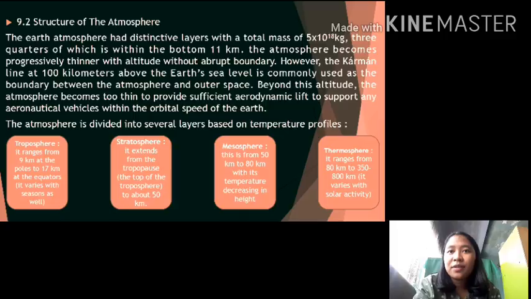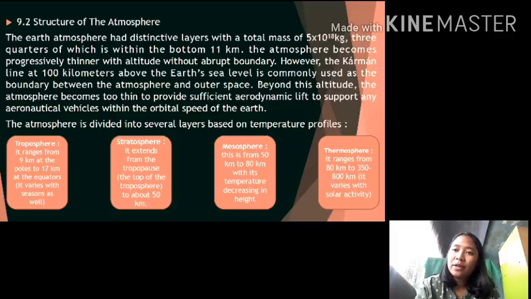The atmosphere is divided into several layers based on temperature profiles. First, troposphere. It ranges from 9 km at the poles to 17 km at the equator. It varies with seasons as well. Next, stratosphere. It extends from the tropopause, the top of the troposphere, to about 50 km.